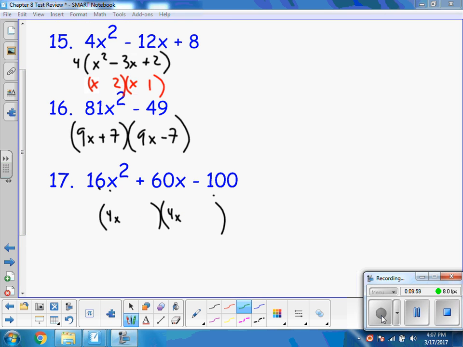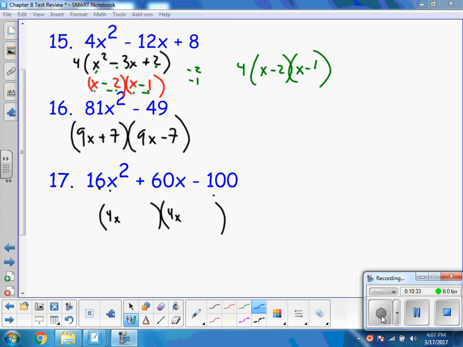All right, let's take a look at some of these. So for number 15, I factored out a 4 from everything. I'm working on the inside here. It has to be x times x to get x squared. And then the only way to get 2 is by 2 times 1. And so I have a 2 and a 1. And the only way I'm going to get to negative 3 is if I make them both negative. And can this work? Negative 2 times negative 1 is 2. Yep. So my final answer for this one is 4 times x minus 2, x minus 1. And that is completely factored.